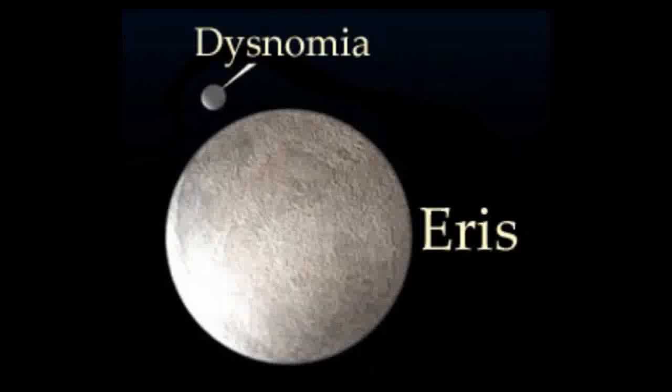The moon of Eris, Dysnomia, was discovered in 2005. Its name is derived from the ancient Greek, meaning lawlessness. The name also means the daughter of the Greek goddess Eris, so giving it that name is quite fitting.